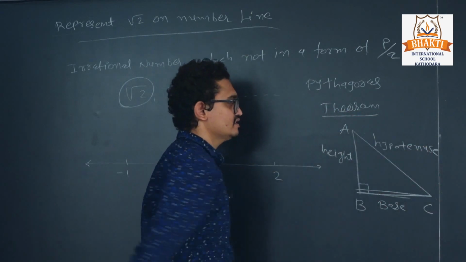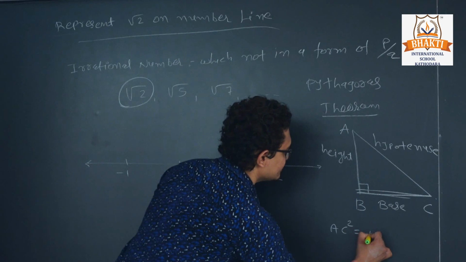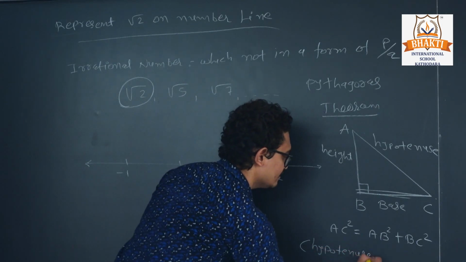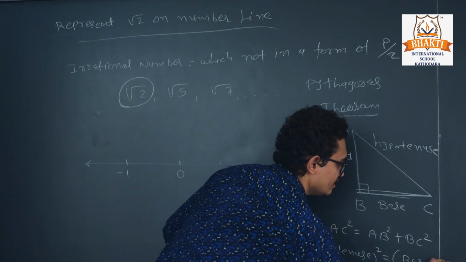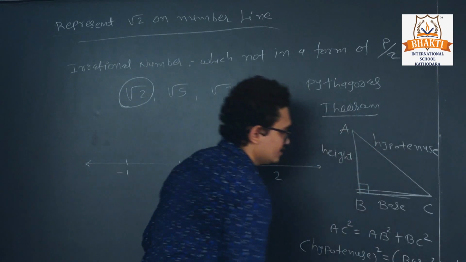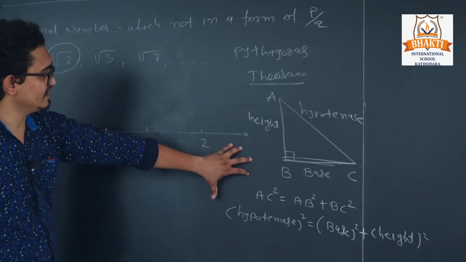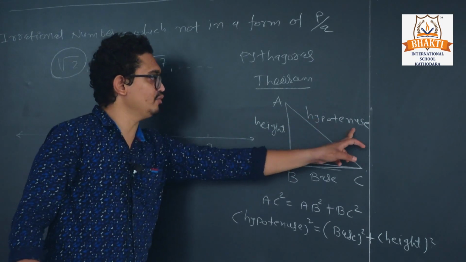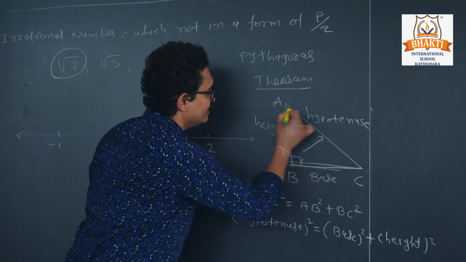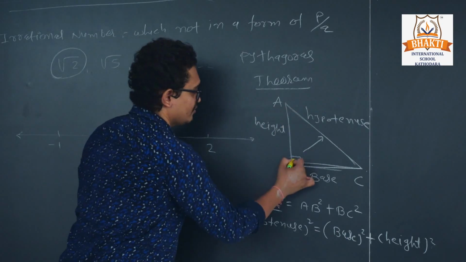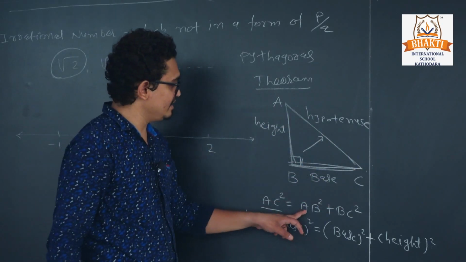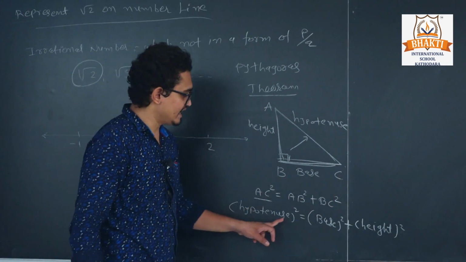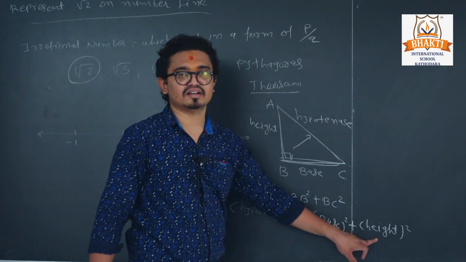According to the Pythagoras theorem, AC square is equal to AB square plus BC square. Also we can write it like this: hypotenuse square is equal to base square plus height square. Once again, suppose we have a right angle triangle. The side opposite the 90 degree angle is called the hypotenuse, so that will be AC. AC square is equal to base square plus height square, where the base is AB and the height is BC.